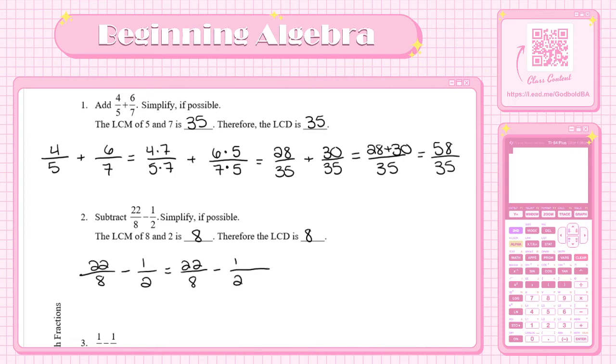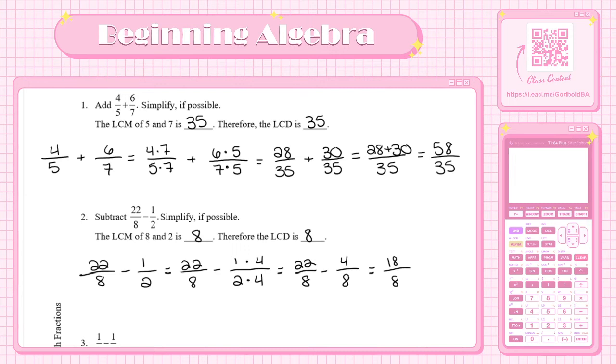And we need to do 1/2. We need to multiply the top and the bottom by something so that I get a denominator of 8. Well, if I multiply the top and the bottom by 4, that'll work, because that'll give me 22/8 minus 4/8. So 22 minus 4 is 18/8. Okay, so 18/8 is the answer, but it's not the final answer because it's not simplified.